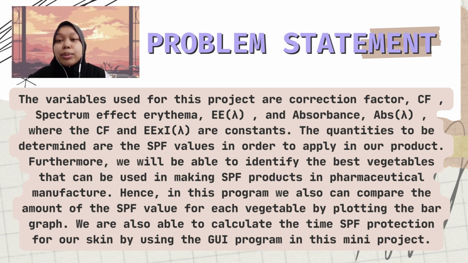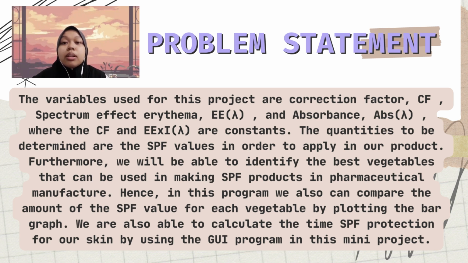So I'm going to present about the problem statement in our mini project, which is about determination of SPF value. The variables that we use for this project are correction factor, which is CF, spectrum effect erythema, EE, and absorbance, which is ABS, where the CF and EE times I are constant. The quantity to be determined is the SPF value in order to apply in our product.